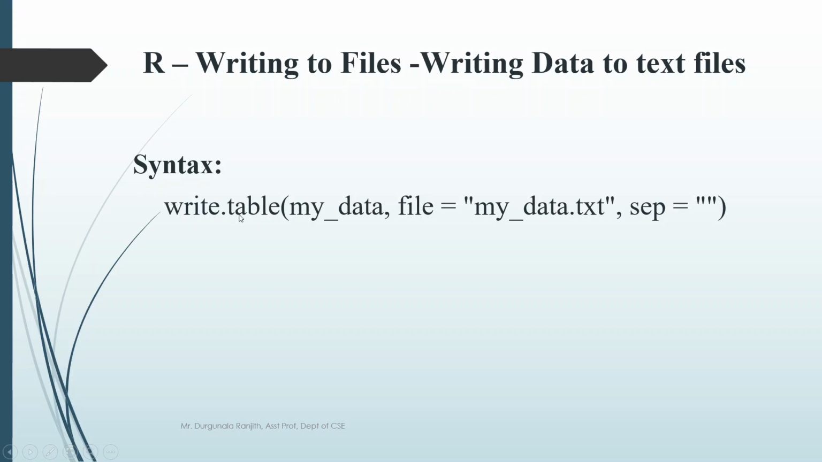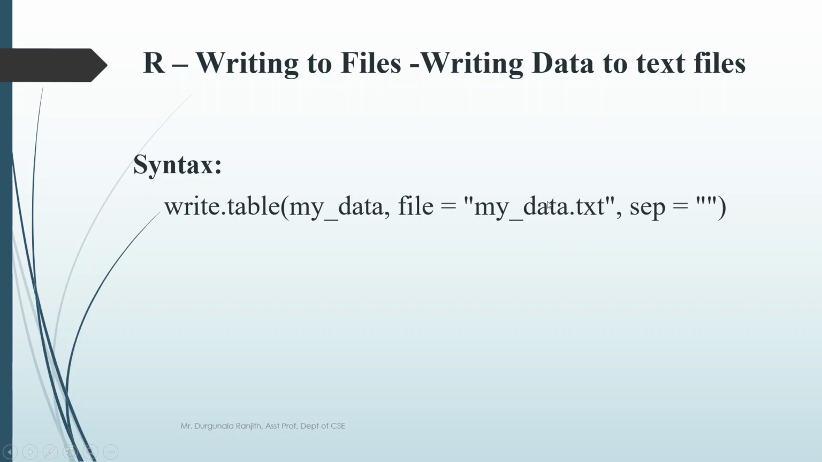So we can write the data onto the text file by using the write.table function. Here you need to pass the parameters, that is my data, meaning whatever data you need to write onto that particular file, and then file equals, you have to give the file name. If the file already exists, then the data will be written onto that file. If the file is not created, then it automatically creates a file and writes the data onto it.